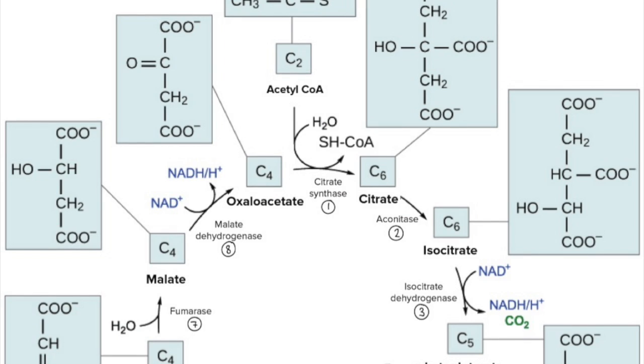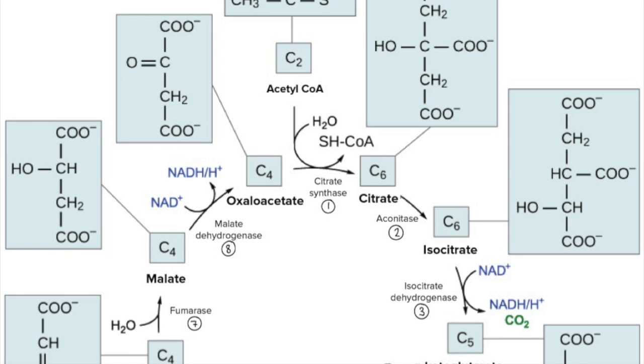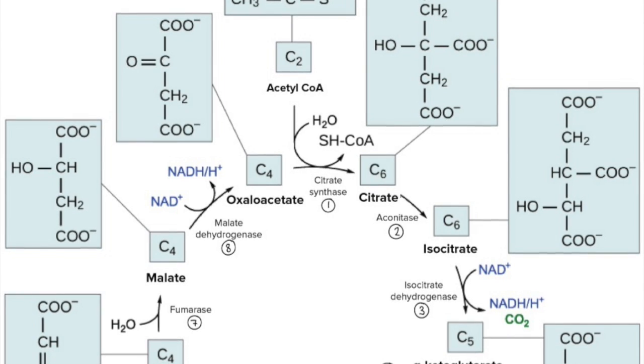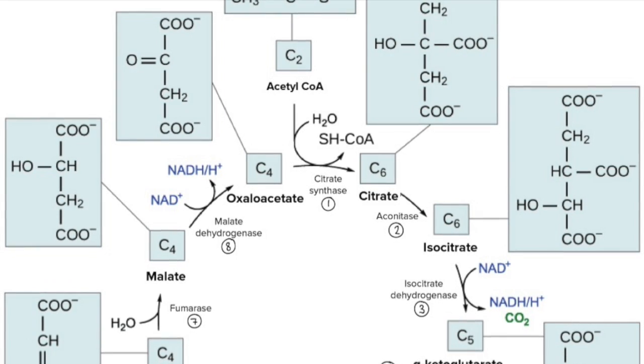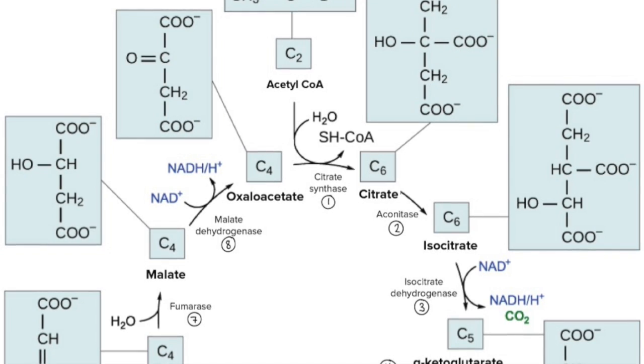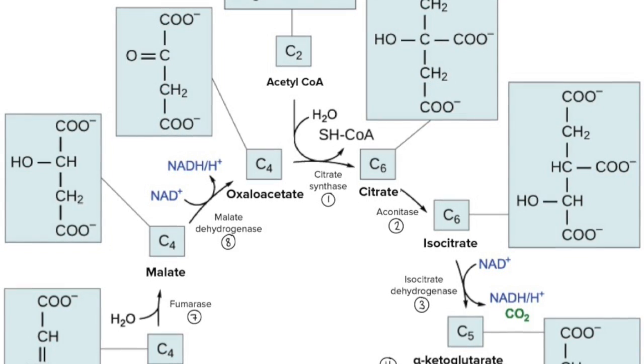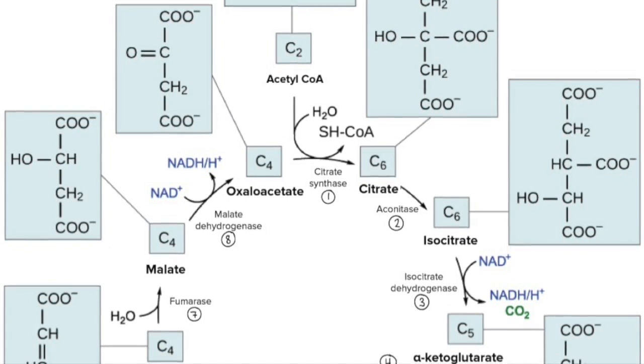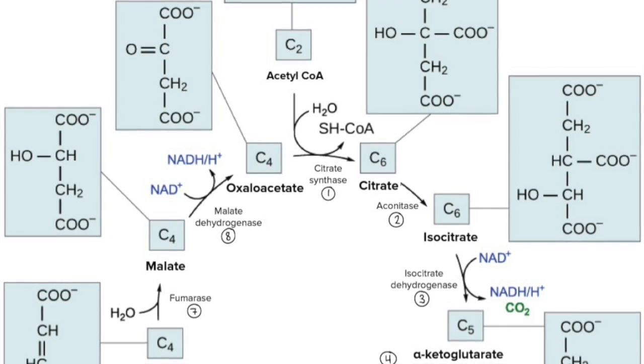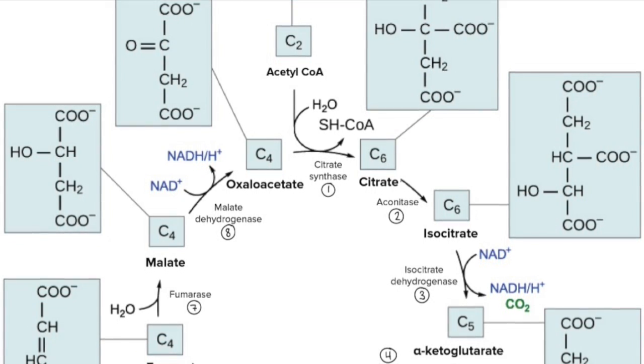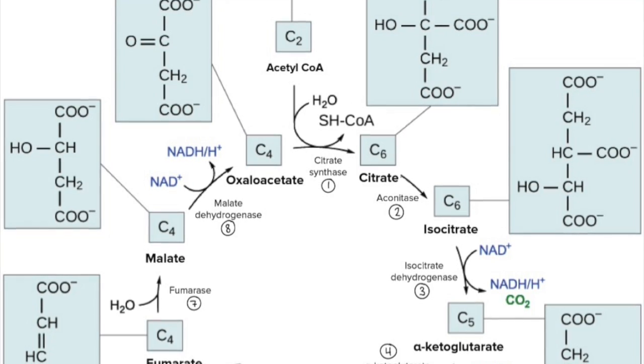In the first step of the citric acid cycle, acetyl-CoA joins with a 4-carbon molecule, oxaloacetate, releases a CoA group, and forms a 6-carbon molecule called citrate. In the second step, citrate is converted into its isomer, isocitrate. This involves the removal and addition of a water molecule.